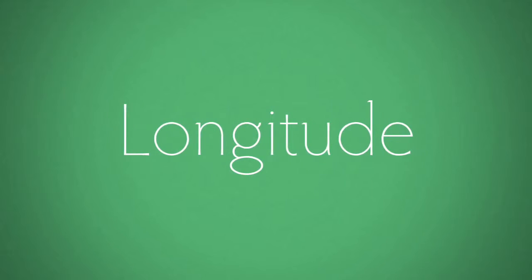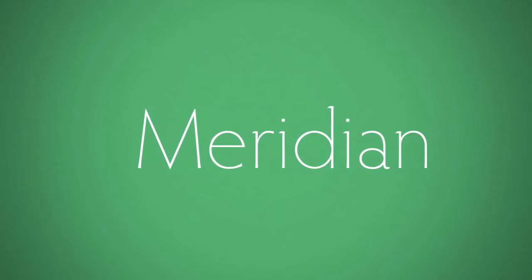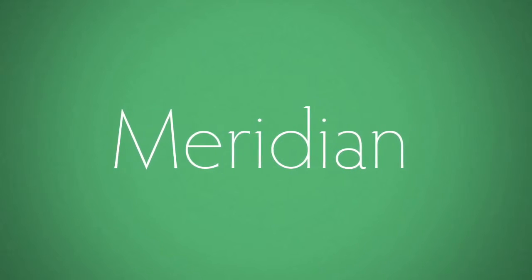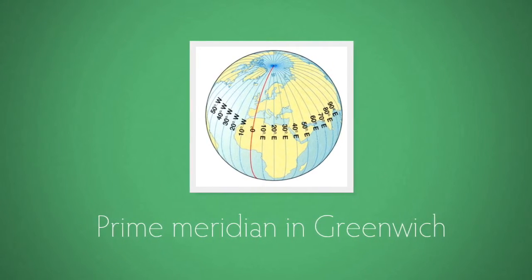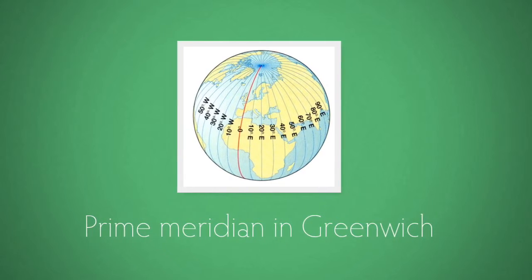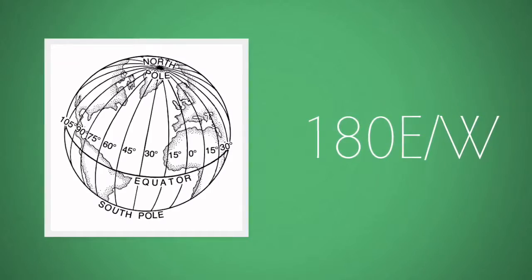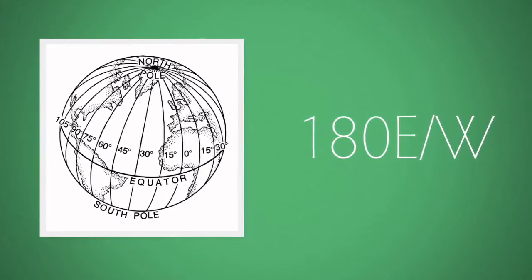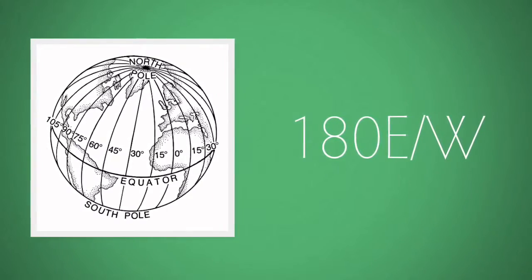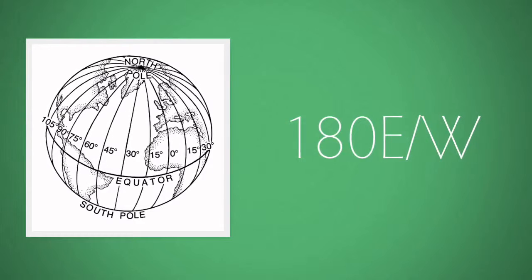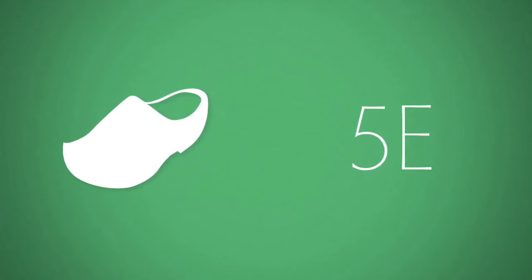Longitude lines are lines that go from north to south, from the North Pole to the South Pole. Another word for a longitude line is a meridian. The 0 degrees line is not the equator, but the so-called prime meridian that goes through Greenwich, which is in London. You can go east or west of the prime meridian, from Greenwich all the way to the Pacific Ocean. In total, half a circle, and therefore 180 degrees east or west. The Netherlands is at 5 degrees east.